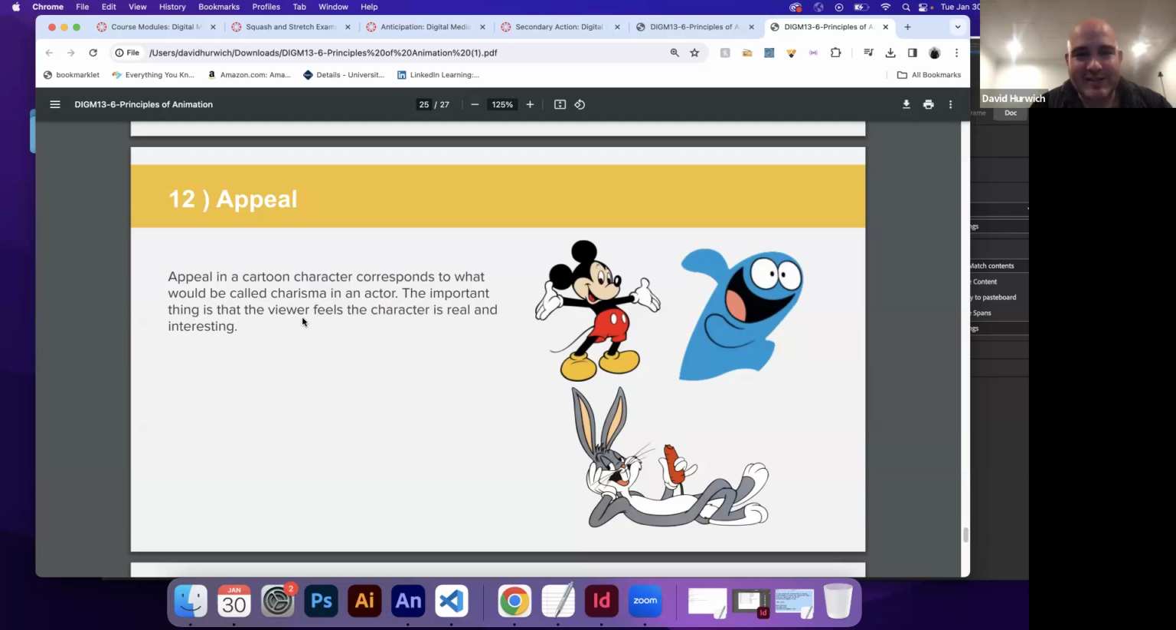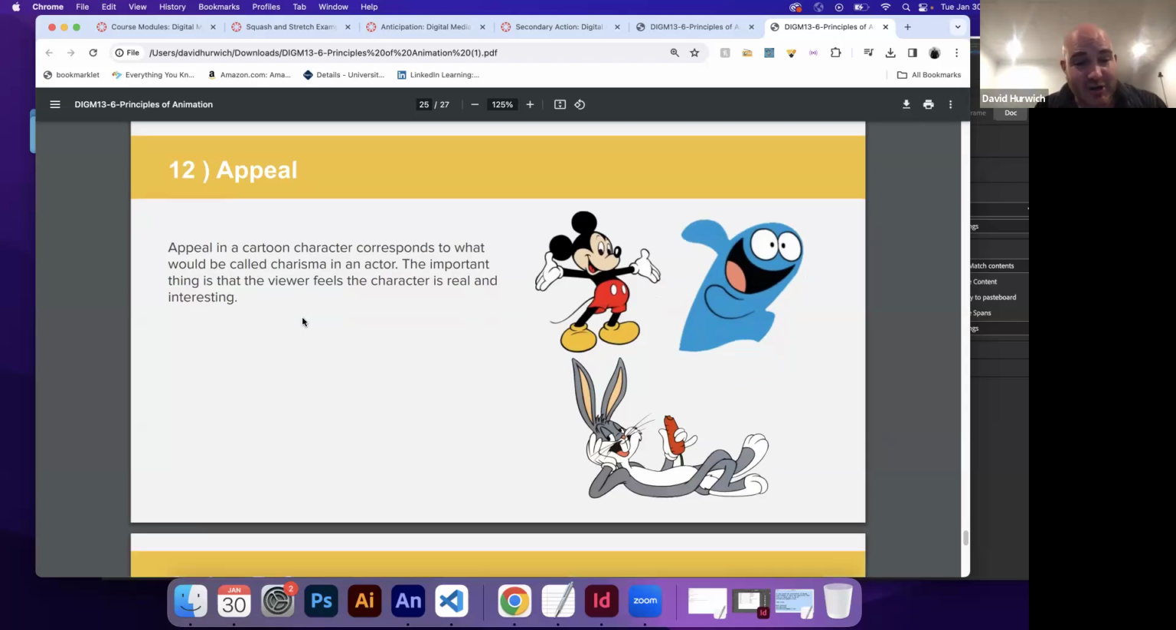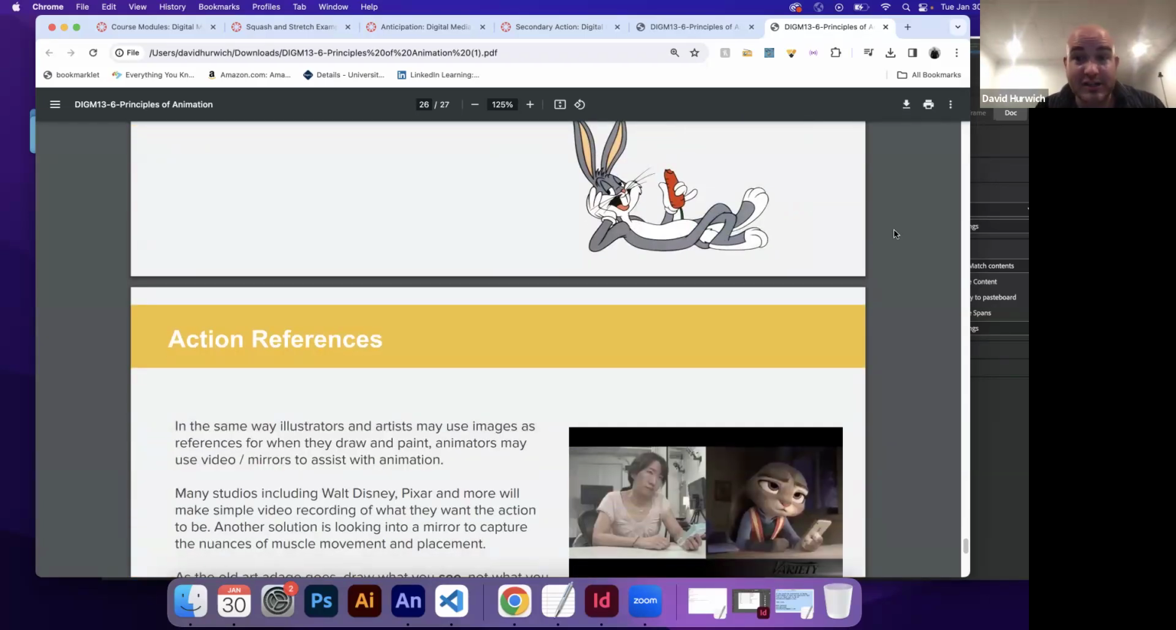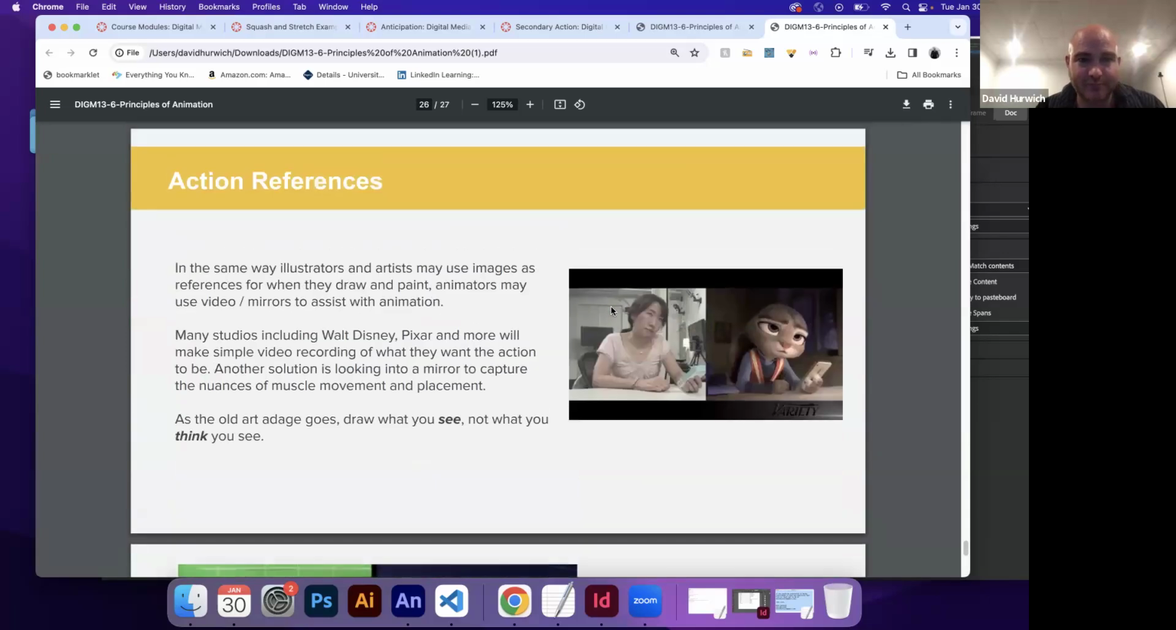I always say that appeal for a character in animation is kind of like charisma for a human. You can have two people who are exactly the same, but one has more charisma. And charisma is one of these things that's hard to pinpoint what about them is charismatic, but they have something that makes them interesting. That's kind of what appeal is for a character. It has to have some element that makes the character a little bit more interesting. Okay.